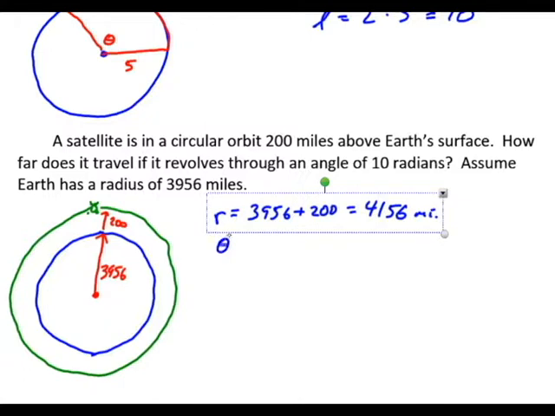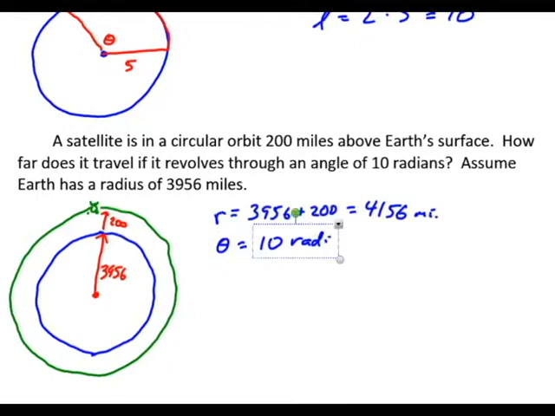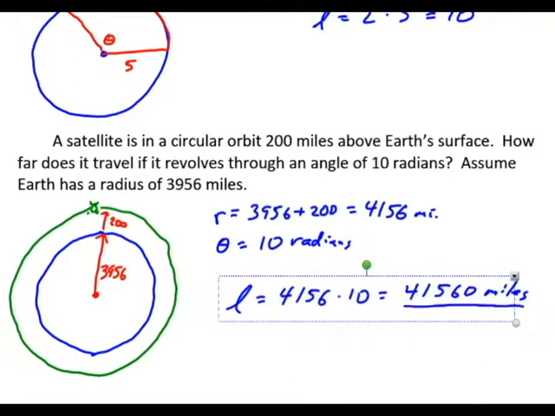We're given the angle. We're going to rotate through 10 radians. And so, how far does it travel? That is the arc length. And that's it. That's all you need to do to find the answer. Since we're given the angle in radians, it makes this formula easy.